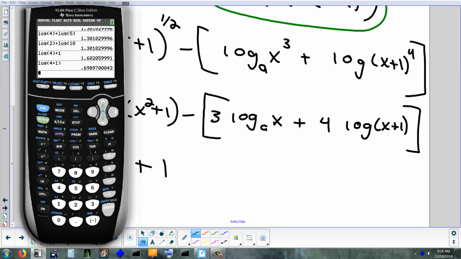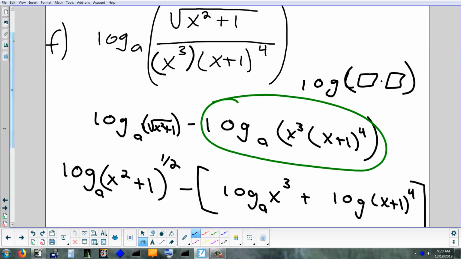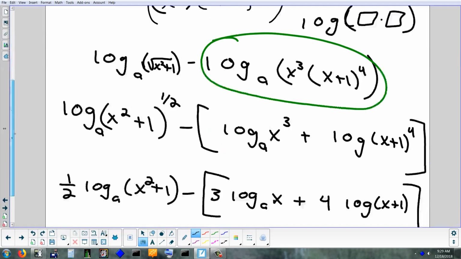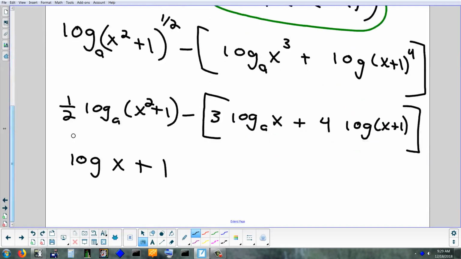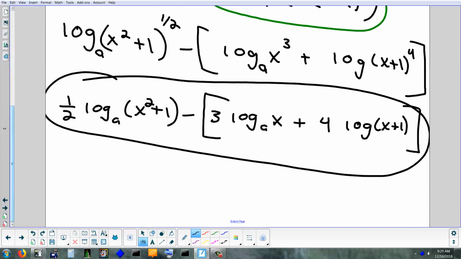This x plus 1 was all part of the argument. So if you put parentheses there, then somebody looking at it knows that, okay? Because there was parentheses with it when you started. So just leave the parentheses. And that's it. That's the final answer.